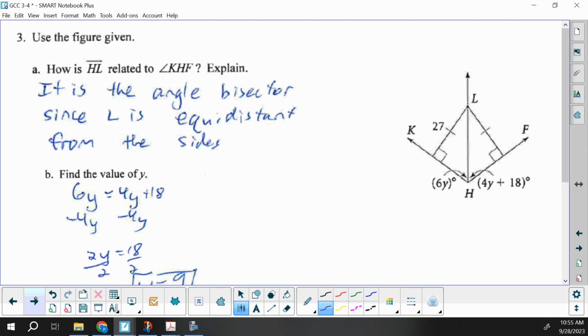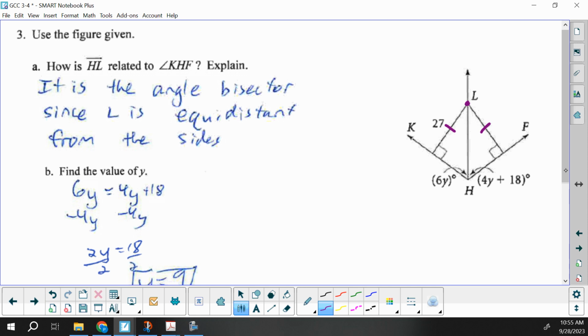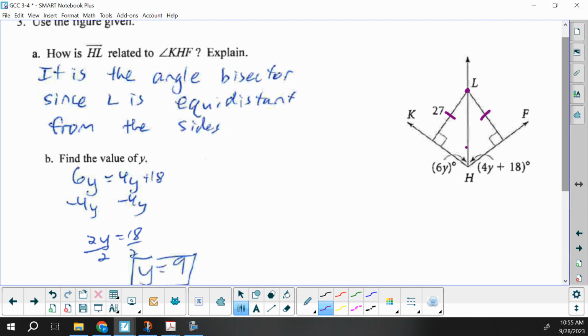For number 3, we want to know how is HL related to the angle? Well, notice L is equidistant from the sides of the angle. So that means that HL must be the angle bisector. If it's the angle bisector, that means we can put our arcs on these individual angles. The arcs signify that they are equal. So set those two expressions equal and go through and solve, and you end up getting y is 9.